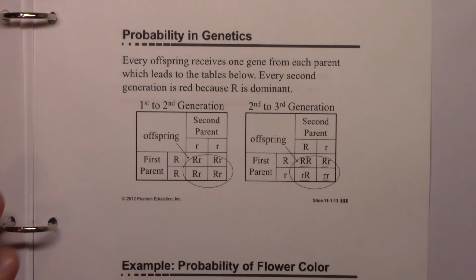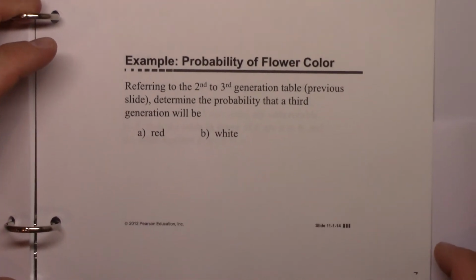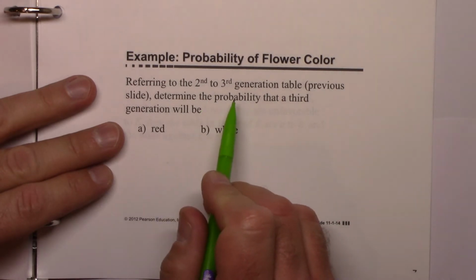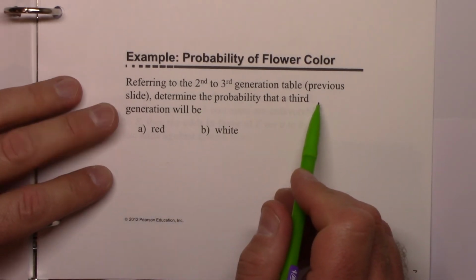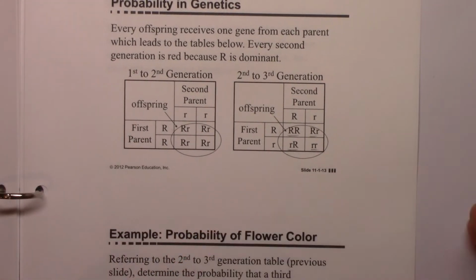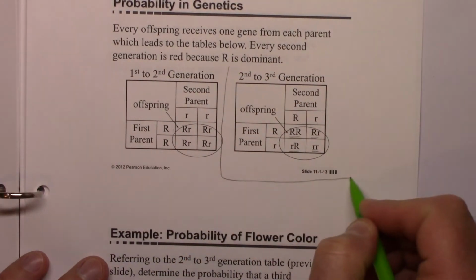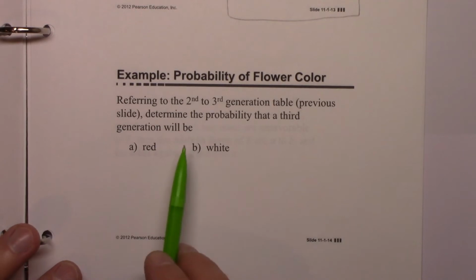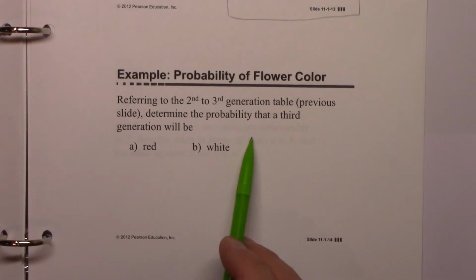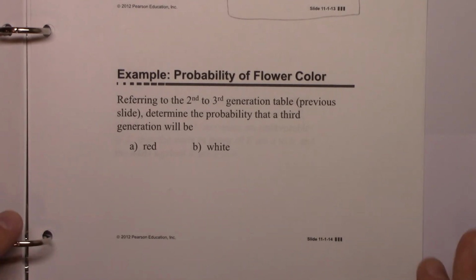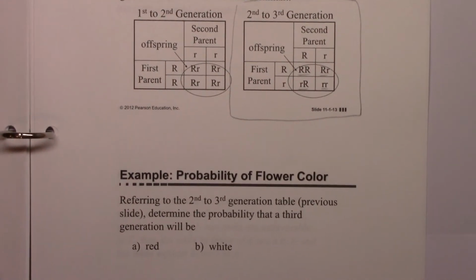Now, if you look at the following slide, they ask us a couple of probability questions, referring to the second to third generation table on that previous slide. So we want to look at this table over here to the right. This is the one we're going to use to answer their probability question. They ask us to determine the probability that a third generation will be red or white.